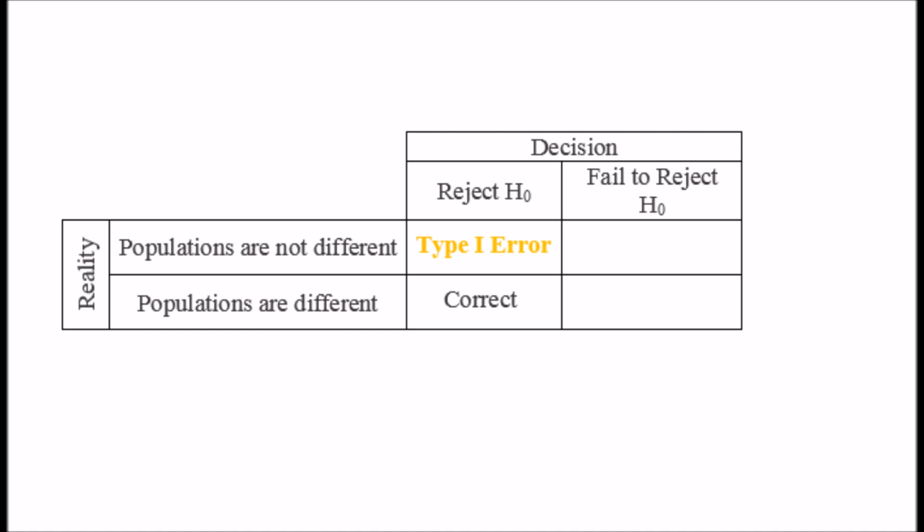To be clear, you can only make a type 1 error when you reject the null hypothesis and state that there is a difference between populations.